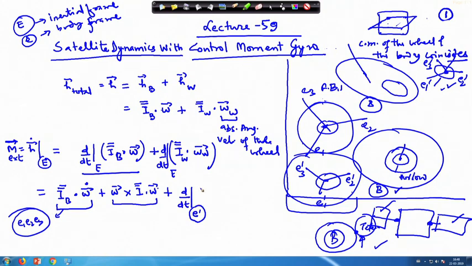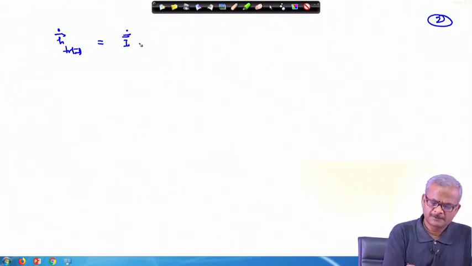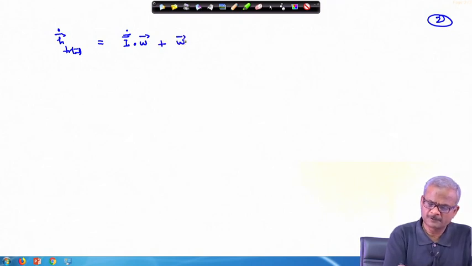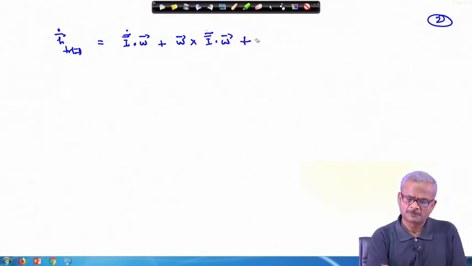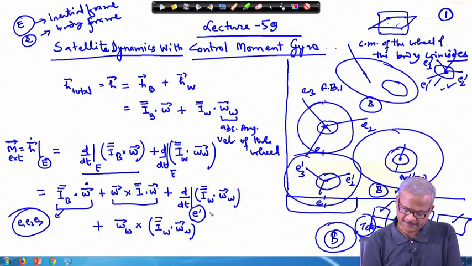So, therefore, as usual we break it into two portions and write like this, and plus the other part. So, the other part here will be omega wheel cross. So, this is the equation we have got, and we need to expand it and just work out the solution from here. So, therefore, the h dot total becomes I double bar omega dot plus omega cross, and the other term which we are writing here is d by dt, and this part is with respect to the E prime frame.